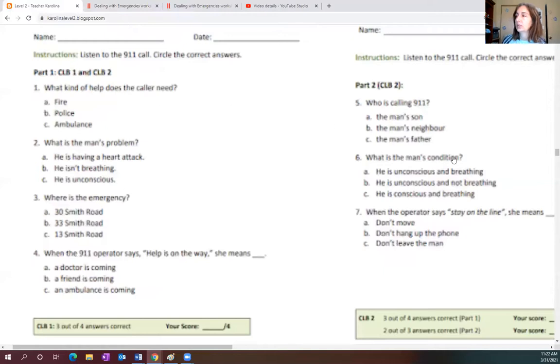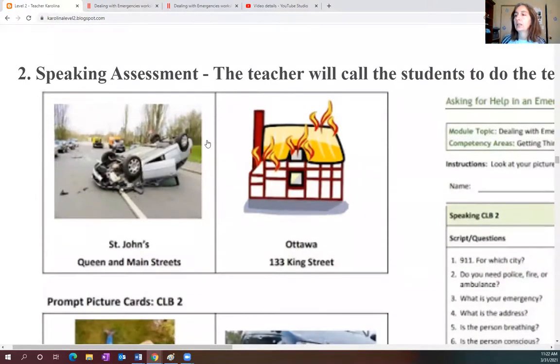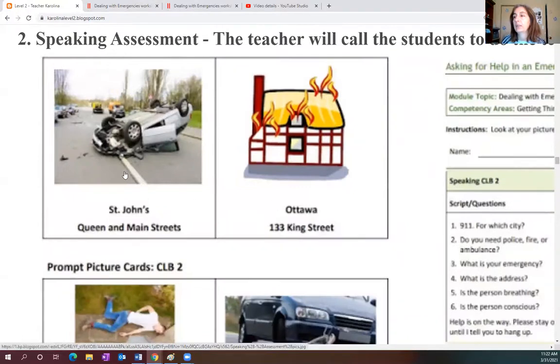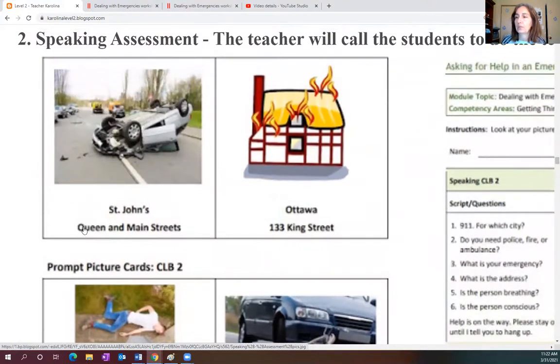Okay, so this is your listening test. You have 7 questions, as I told you, and you will pick A, B, or C. I will change this into a live worksheet, so you don't have to copy anything in your notebook. You can just go online and pick the correct answer, okay? So that was your listening test. And for the speaking test, you have these, just practice these 4 pictures, and then the teacher will call you.